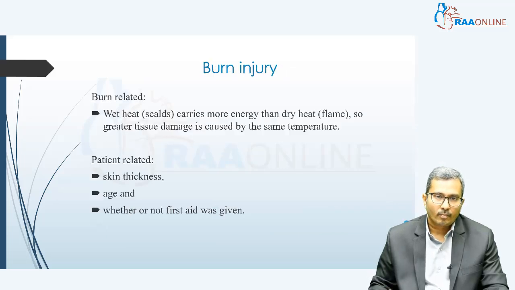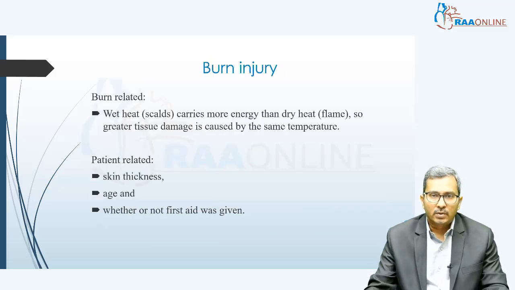Burn injury can be classified again into burn related or patient related. For example, when the burn is due to dry heat, it produces damage, whereas if it is due to wet heat, that is scalds, the damage is going to be more because the tissue damage is high. What about patient related burn injury? That is the skin thickness of the patient, the age of the patient, whether the patient was attended to early and first aid was given early. Depending on this, the injury might vary.